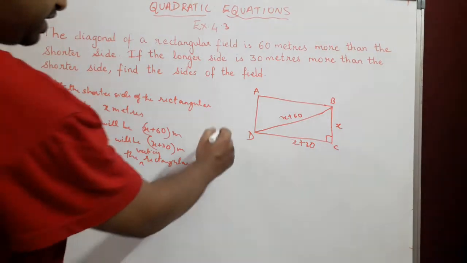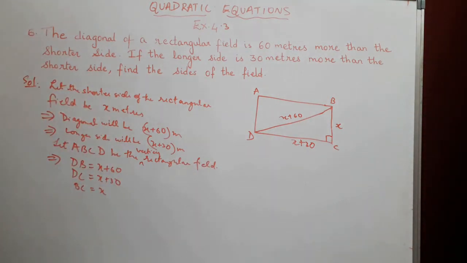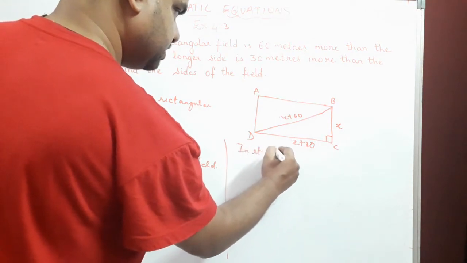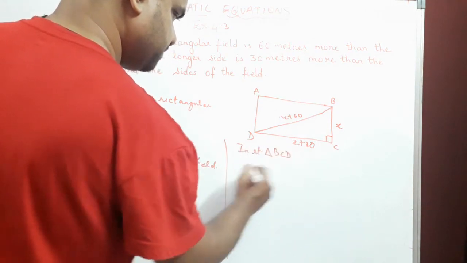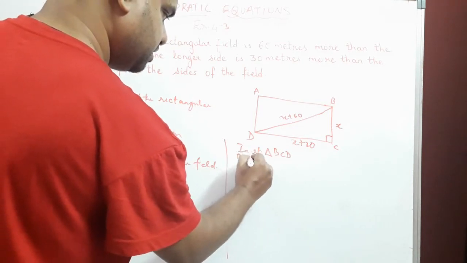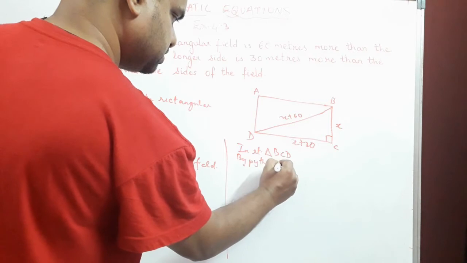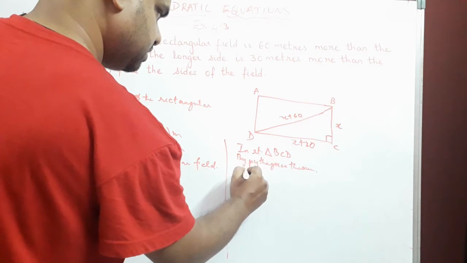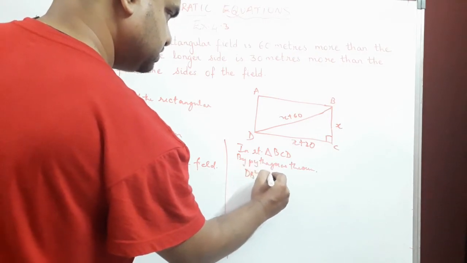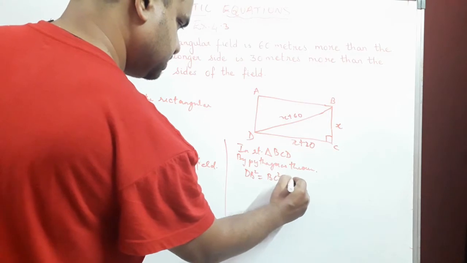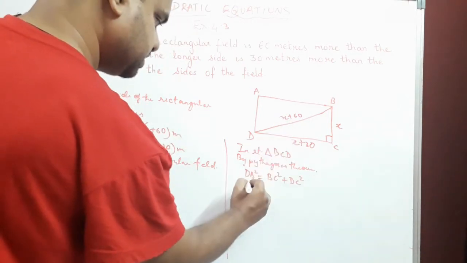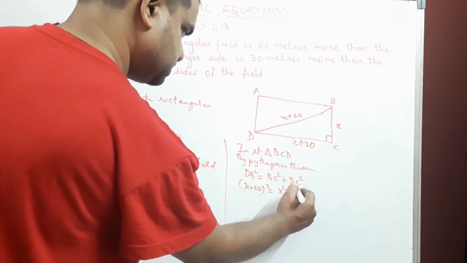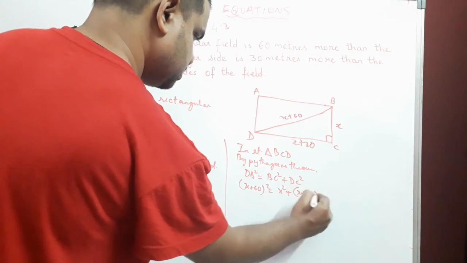Now we apply the Pythagoras theorem. So we say in right triangle BCD, by Pythagoras theorem, we get DB square is equal to BC square plus DC square. DB is X plus 60 whole square equal to X square plus X plus 30 whole square.